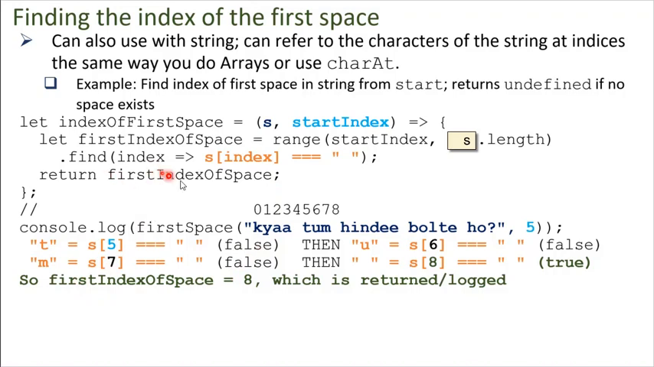And again, here I just wanted to bring out that I didn't do s of first index of space. And why? What would that actually be? What would s of first index of space be? Well, first index of space would be the 8. So if you did s of that, you're saying the character at position 8 of the string, which would be a space, right? Which would not be a surprise at all, because this thing has to be true for this to stop, right?